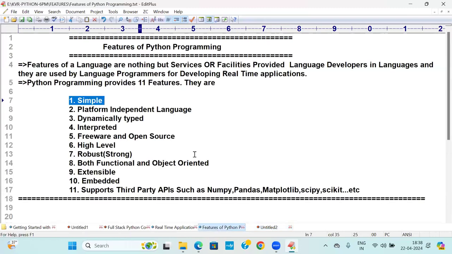How many features are there in Python? 11 features. Try to speak more clearly. Don't be dull in the class. If you are dull, especially boys, I'll call you to the dais. I am very strict. You also be strict. Speak out. How many features?